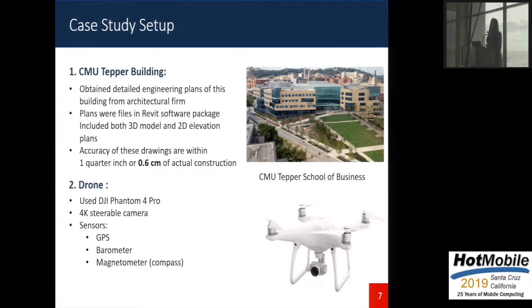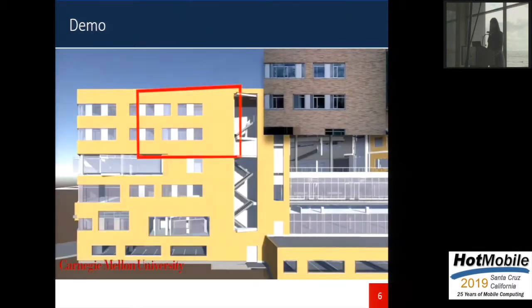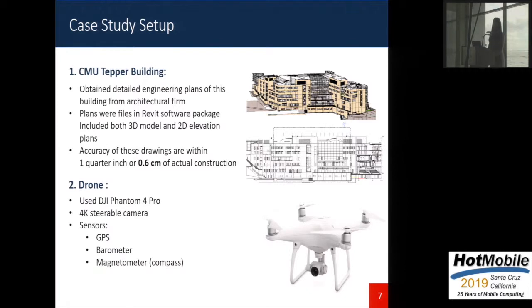So to describe the case study setup, we did our experiments on the CMU Tepper building. This is a newly constructed building that was completed in September 2018. From the architectural firm, we obtained the engineering plans, which included both a 3D model and 2D elevation plans. The industry standard requires that these engineering drawings be within a quarter inch, or 0.6 centimeter, of the actual construction.